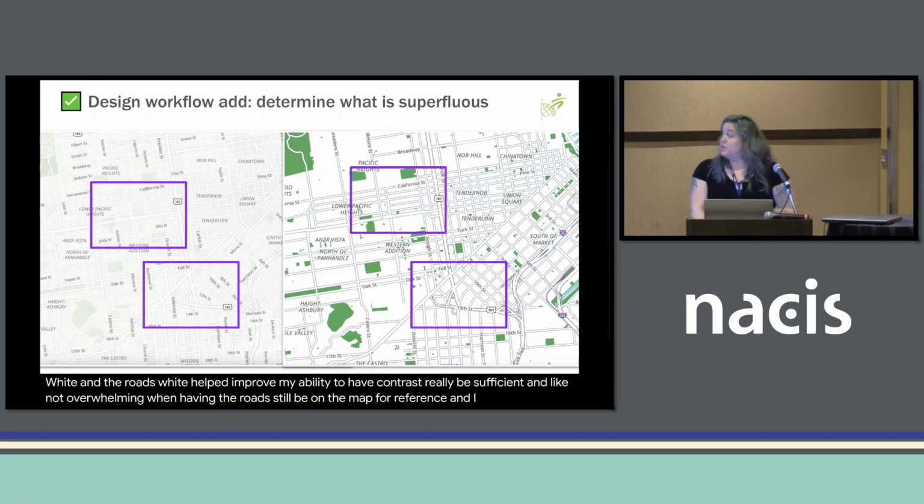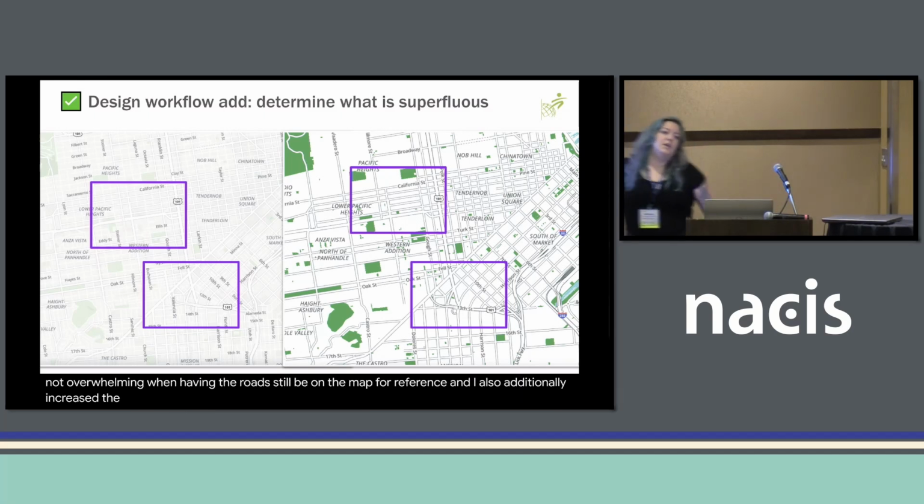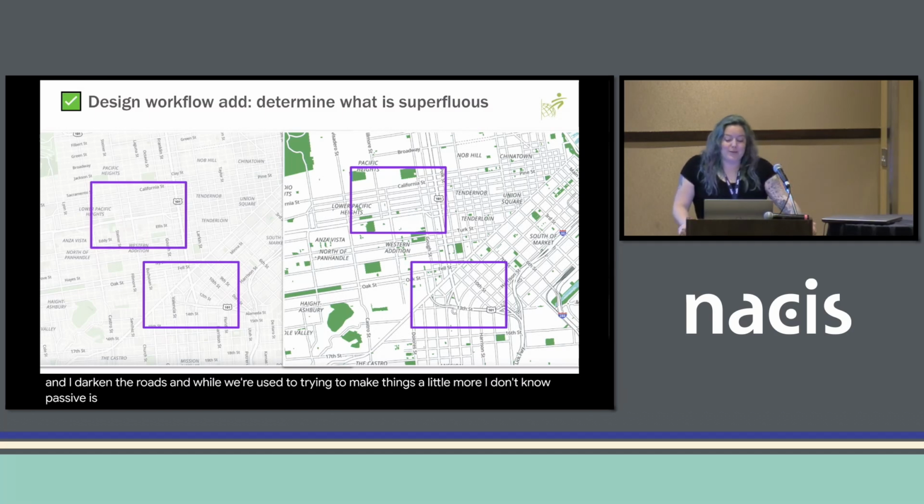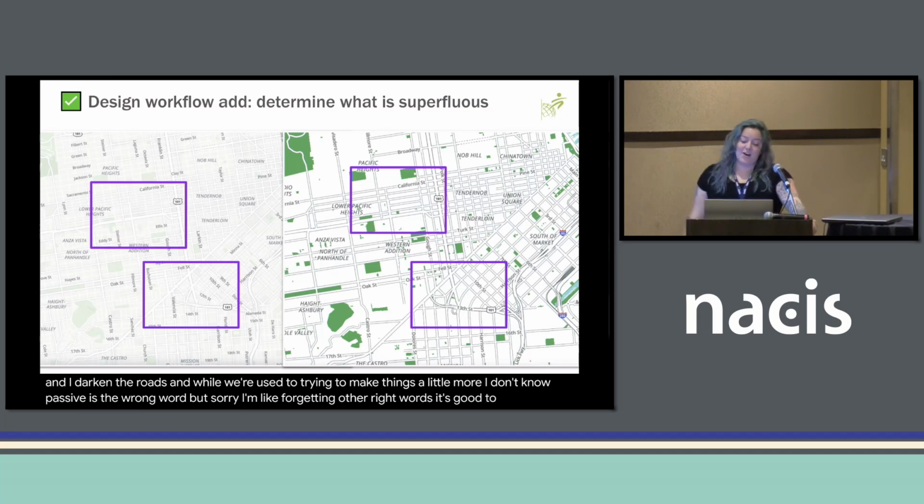And I also increased the width of the casing, as they say, the width of the lines through the roads, and I darkened the roads. And while we're used to trying to make things a little more, I don't know, passive is the wrong word, sorry, I'm forgetting the right words. It's good to have higher contrast for labels, as I said. And if you're removing all the extraneous elements, it looks a lot better.